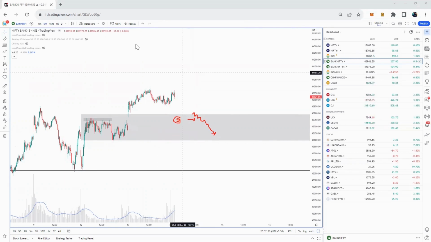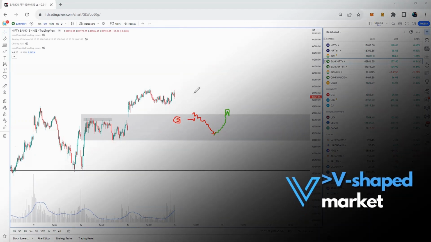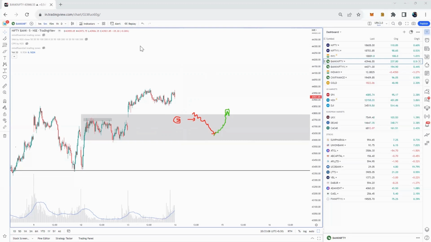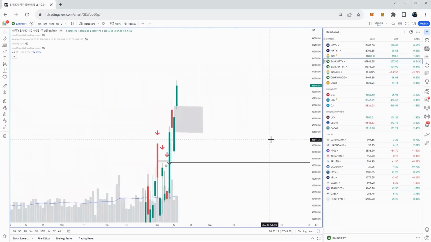For example, price might go down like this, and in the afternoon session, price can come up and close somewhere over here. If you find a V-shaped market, then in the daily time frame the candle will look like a long wick and a small upside body. This is how it might look at the end of the day in the daily time frame.